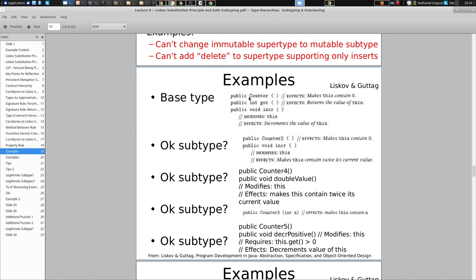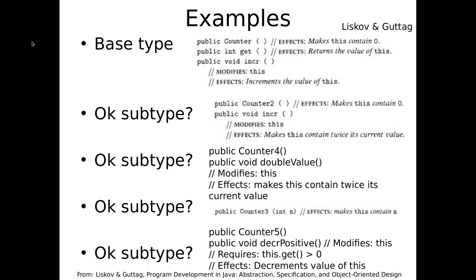So here's a base type: Counter, with get and increment. Let me see if I can make this full screen. There we go. So this is a base type. It's a counter. We can increment it. Notice the specification is not very good for saying what it does if you increment it. It just says it increments it. It's not a great specification. We get the current value, or we increment it. This is just the constructor. It initially starts at zero. Is this an okay subtype? Yes, Matt? No. And why not?